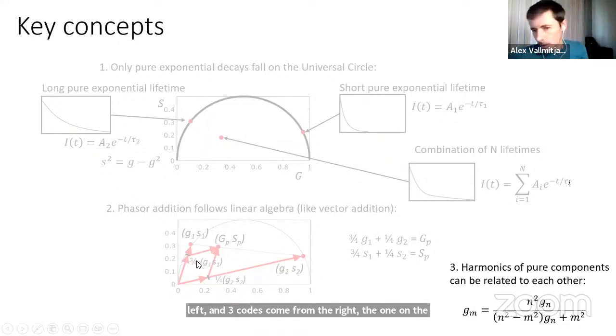So key concept number 3 is that if you are on the universal circle, so if you are a pure exponential, you can compute the higher harmonics analytically. That is not the case for the points that you have inside. But if you are on here, and this is harmonic 1, this is harmonic 2, you can calculate this using this expression here.